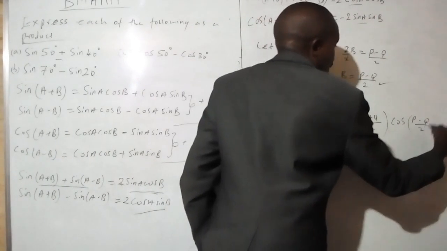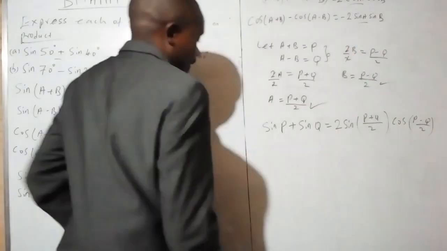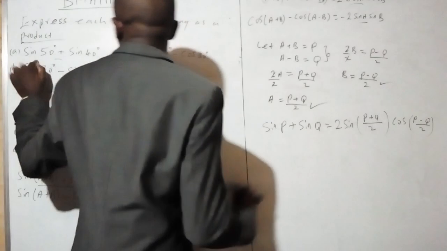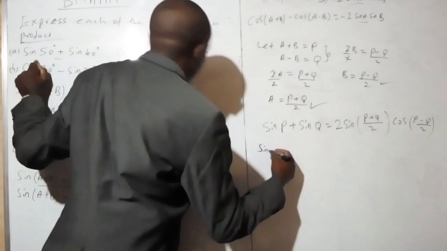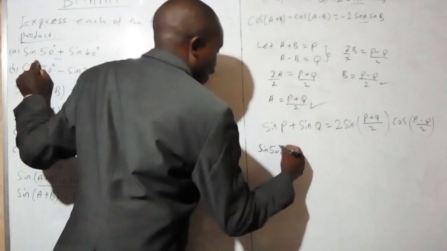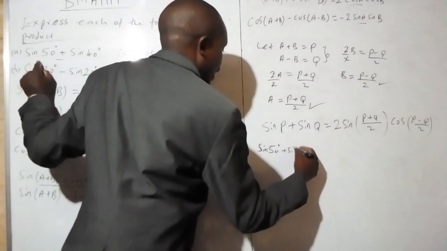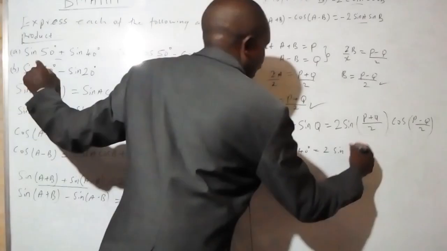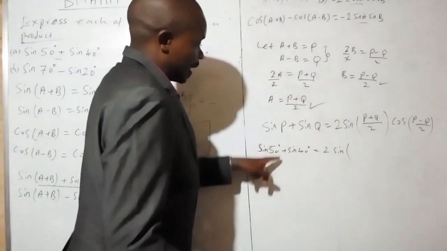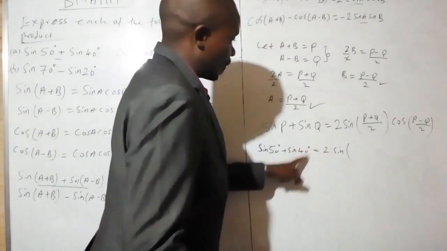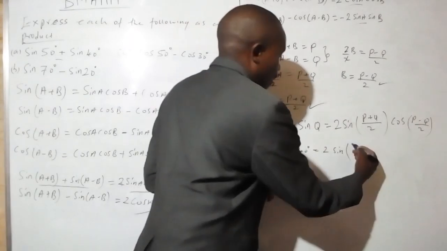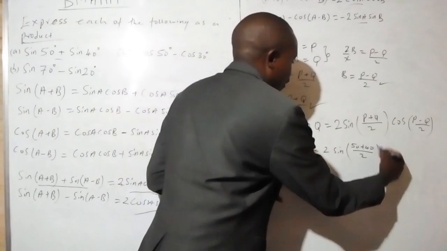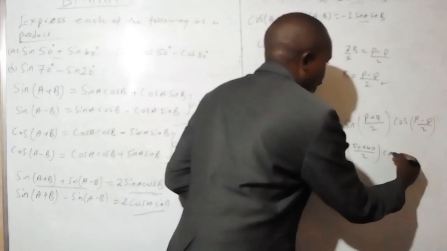Yeah, like that. Then now we proceed. For A, sine 50 plus sine 40 is equal to 2 sine, this is P and this is Q, Q is 40. To have 50 plus 40, you divide by 2, cos. Why is our P? Our P is 50.